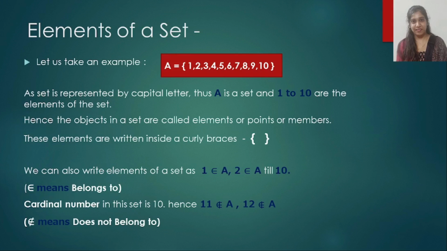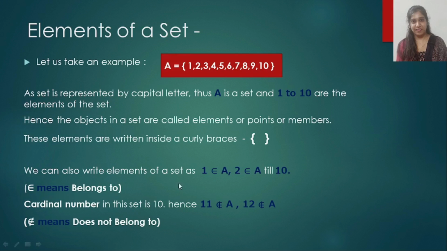Now the cardinal number. We have seen what a cardinal number is: the number of elements, which is a finite number. So in this example, the finite number is 10. The set is only from 1 to 10. The last digit is the cardinal number. After 10, that is 11, 12 and so on, they are not a part of the set.